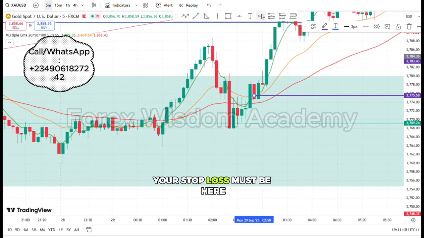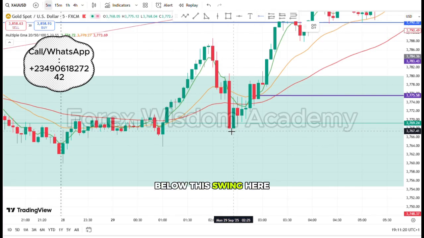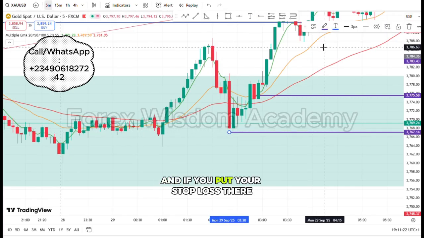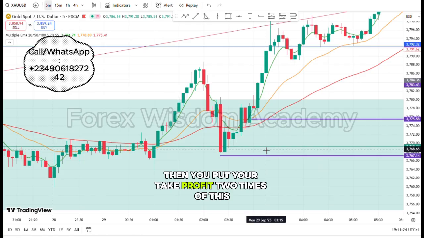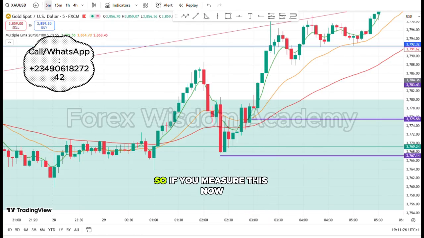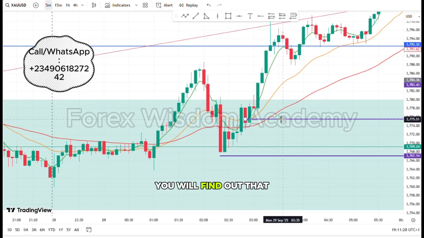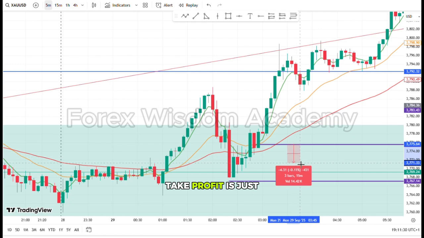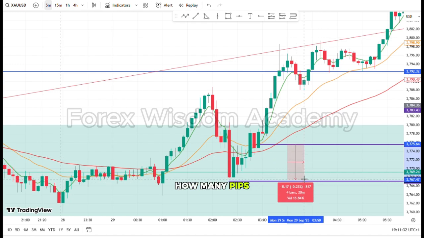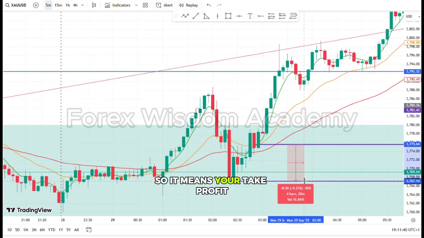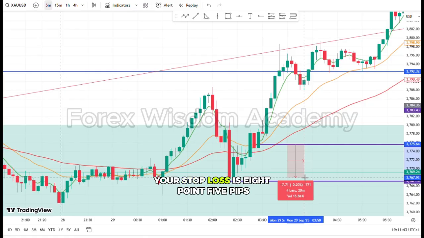Once you buy from here, your stop loss must be here below this swing, and if you put your stop loss there, then you put your take profit 2 times of this. So if you measure this now, you will find out that the stop loss is about 10 pips or so. It's a scalping tool, so it means 8.5 pips.